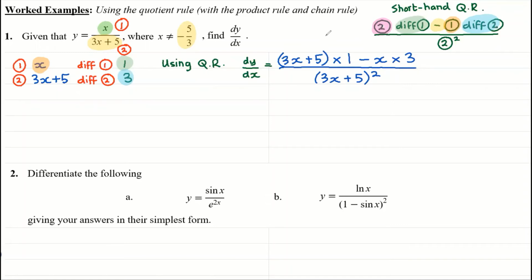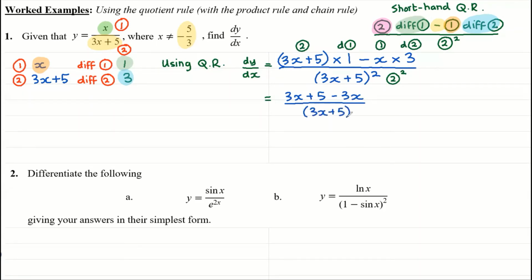So, just to recap, remember, this is 2. There's the derivative of 1, subtract 1, multiplied by the derivative of 2, all over 2 squared. Okay, just to remind you of that. So this is going to equal 1 times 3x plus 5, so that's just going to be 3x plus 5. Okay, subtract x times 3, which is of course 3x, all over 3x plus 5 squared.